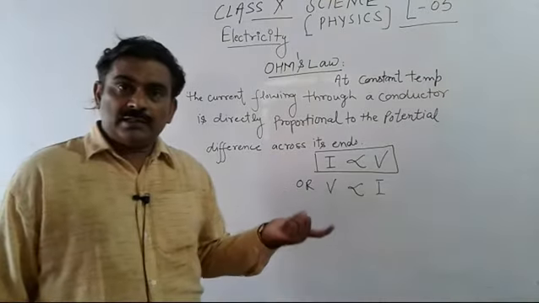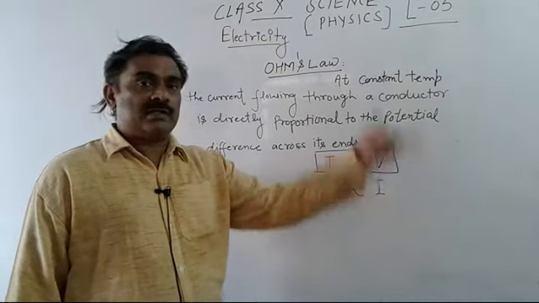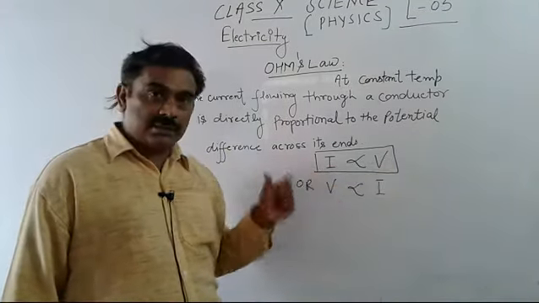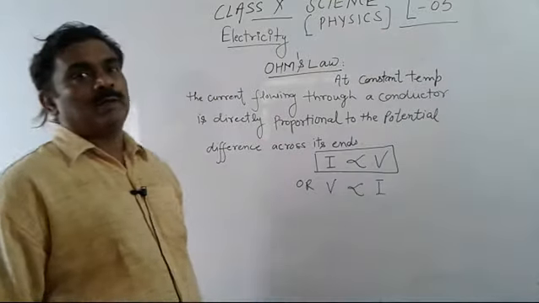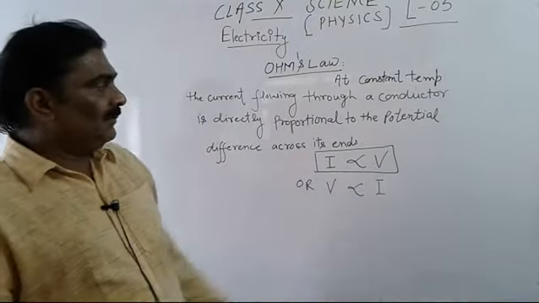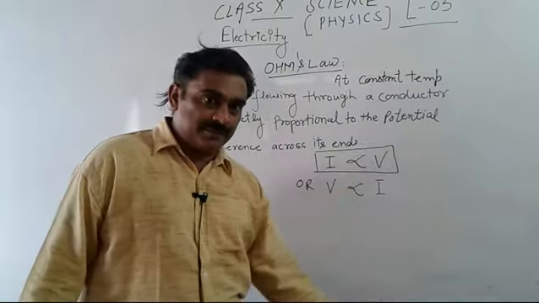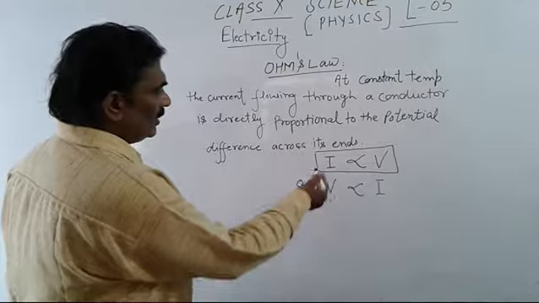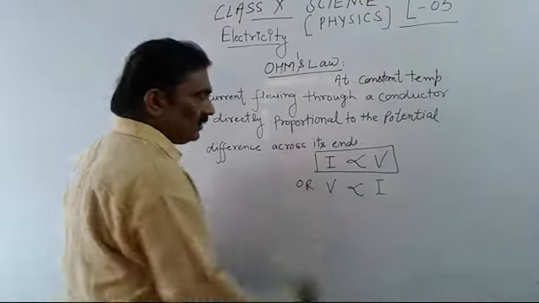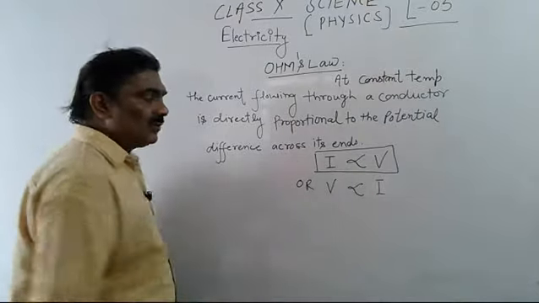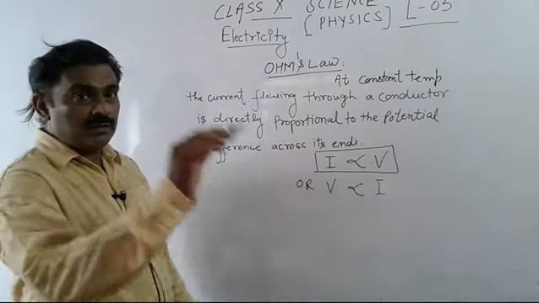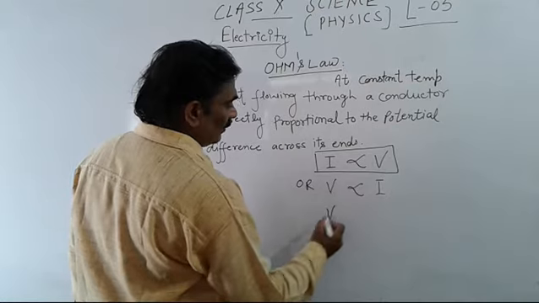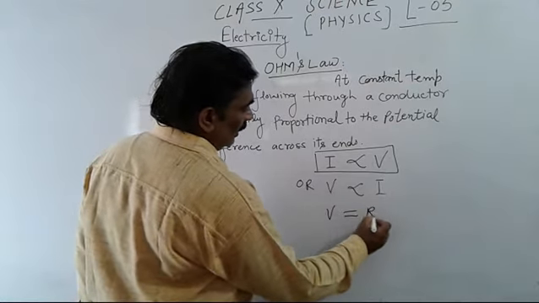Directly proportional, we know that if potential difference is increasing, then electric current will also increase, and vice versa. If potential difference is decreasing, then electric current will also decrease. I is directly proportional to V, where V is voltage. This can also be written as V is directly proportional to I. Now we can write V is equal to R into I.